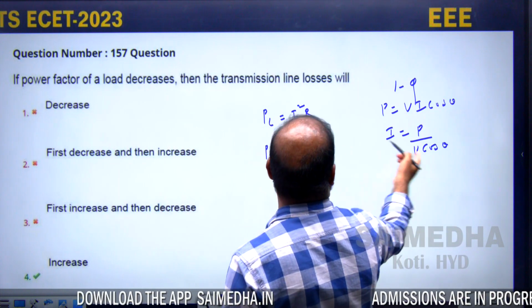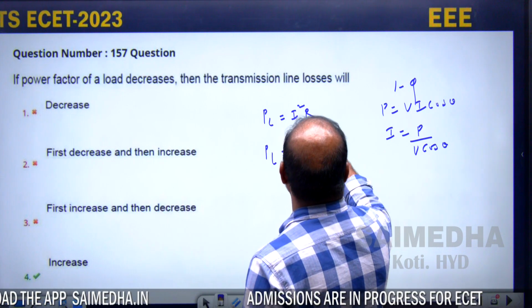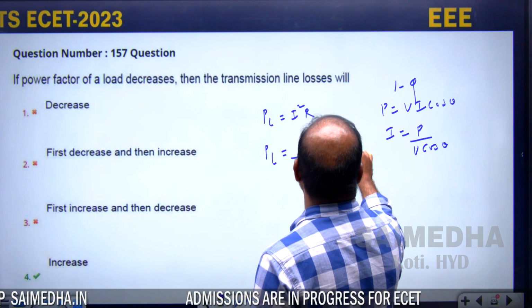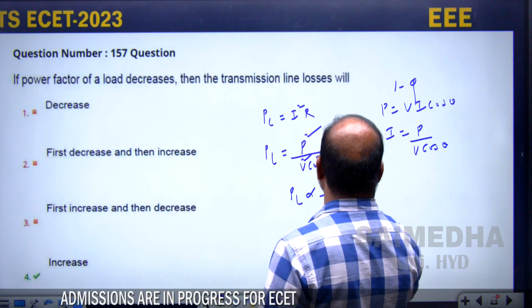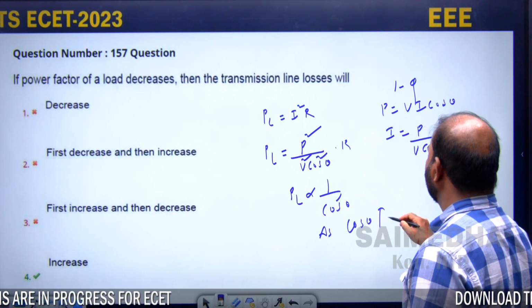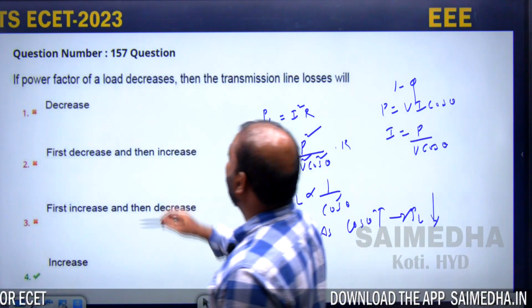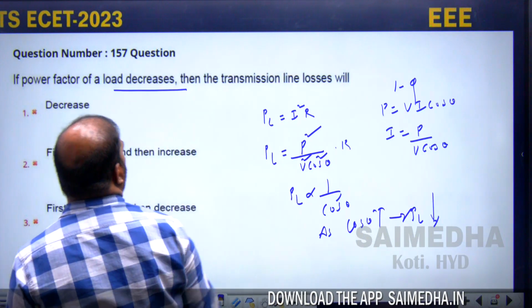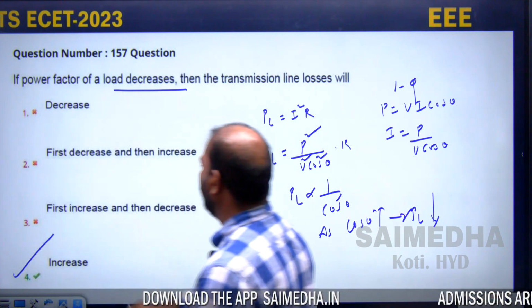In place of I, I am going to substitute this: P by V cos theta, whole square, so P square by V square cos square theta, into R. So power loss is inversely proportional to the square of the power factor. As power factor cos theta increases, power loss is reduced. If power factor decreases, of course transmission line loss will increase. So option 4 is the right answer.